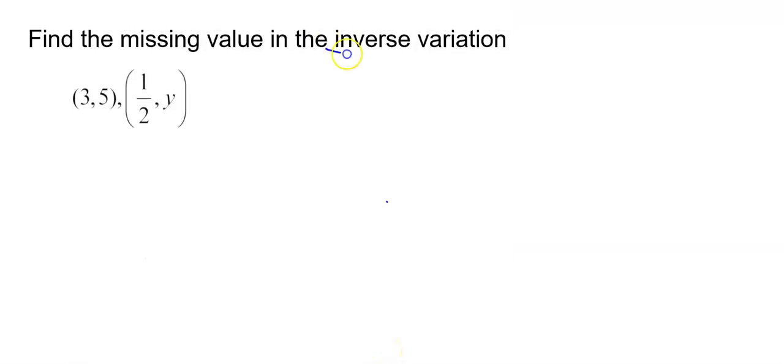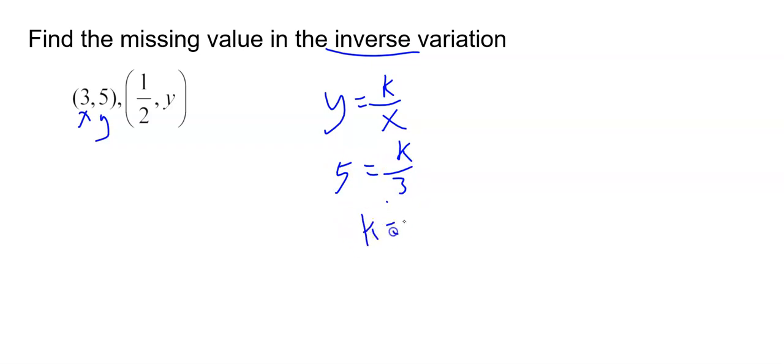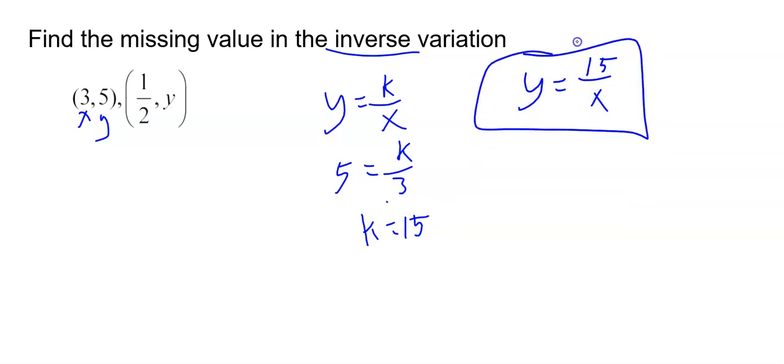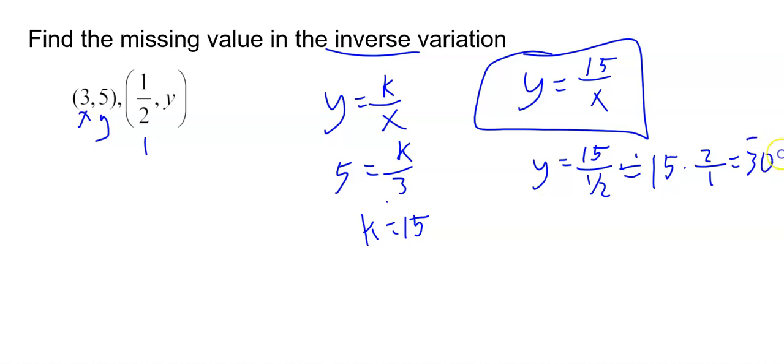Okay, find the missing value. If it's inverse, we would start with the equation y equals k divided by x. Plug in, so we get 5 equals k divided by 3, multiply both sides, so k equals 15. So my equation is y equals 15 divided by x. That's my function rule. Plug in 1/2 there, so we get y equals, ooh, this is a little tough, 15 divided by 1/2. That's the same thing as multiplying by the reciprocal, which is 2 over 1, so we get 30. 15 divided by 1/2 is actually a bigger number, it's 30. So we have the function rule and we have the value of y when x is 1/2 on that one.